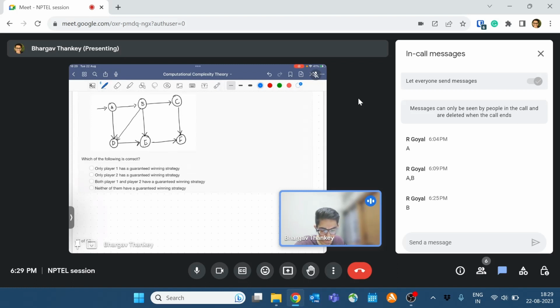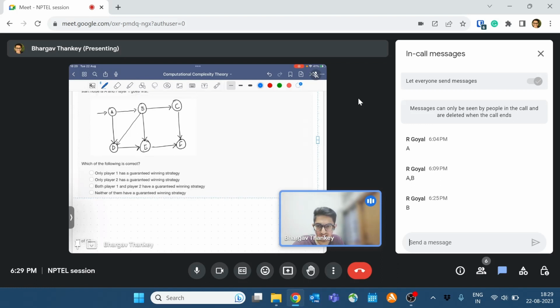Only player 1 has a guaranteed winning strategy. Only player 2 has a guaranteed winning strategy. Both player 1 and player 2 have a guaranteed winning strategy. And neither of them has a guaranteed winning strategy. So which of these is correct? Would you like to guess? Because this needs to be worked out.